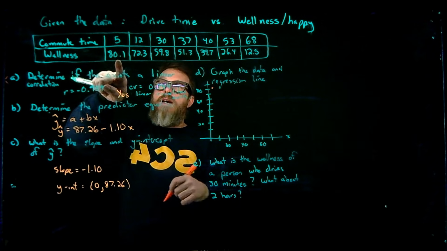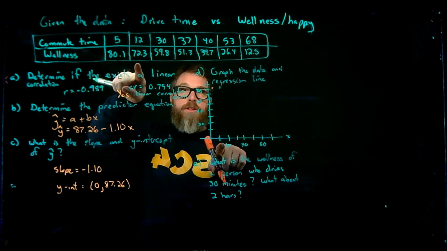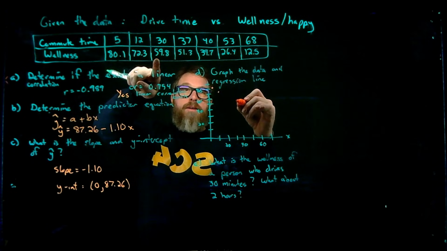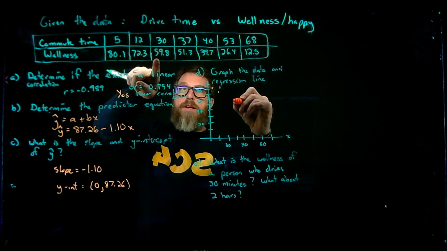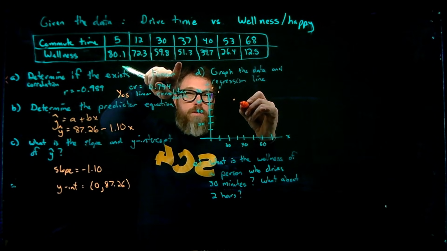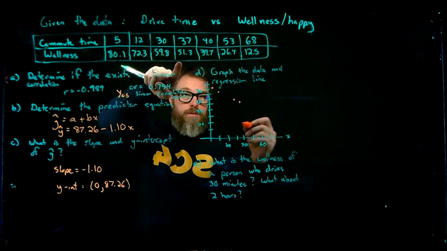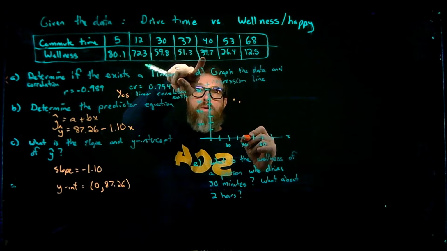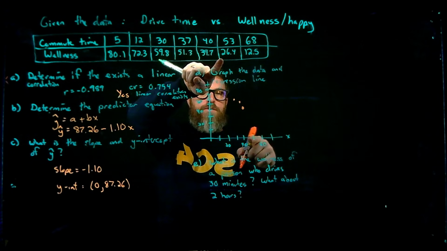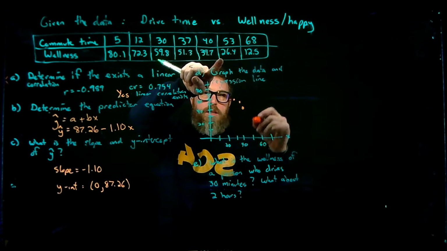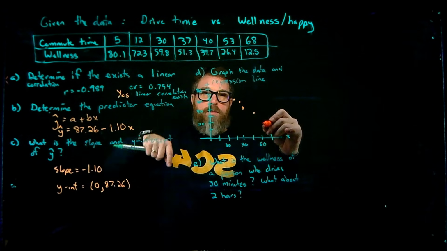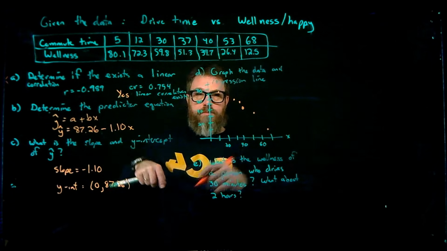That's our first point. Next is going to be 12, 72, so about right here. Then I have 30, 59, which is about right here. 37, 51. I am doing my best because of how tight this is. And then we got 40, 39, so about right there. 53, 26, so about right here. And then we have finally 68, 12.5, which is going to be about right here.